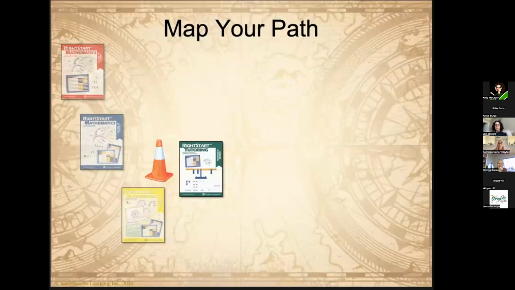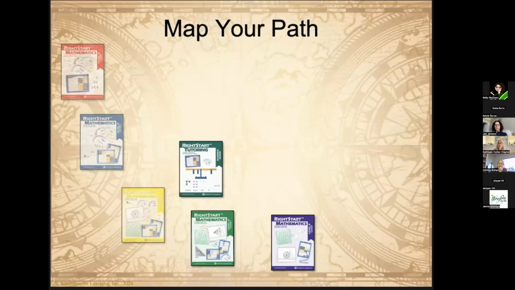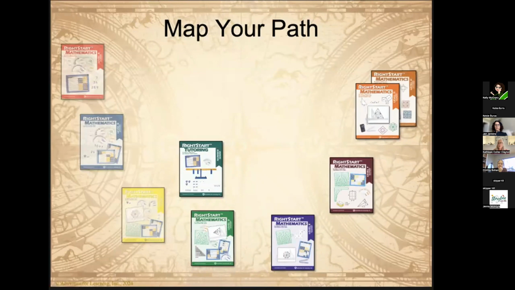So as soon as you're done with RightStart Tutoring Number Sense, then you can go into level D, multiplication, E, higher level multiplication. Actually, E is going to have some fractions. F is going to have some higher level fractions, decimals and percents, and continue on. And you've got time to do it.